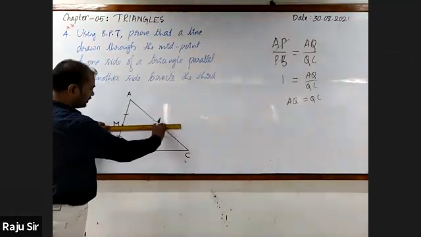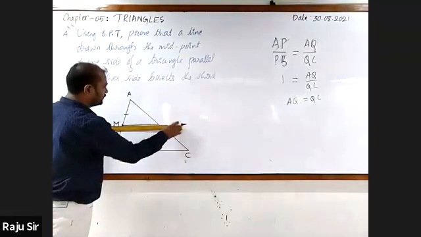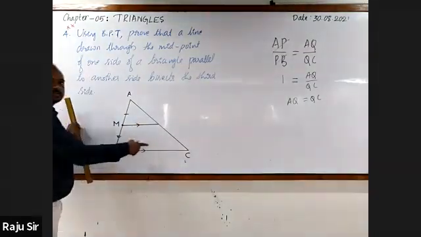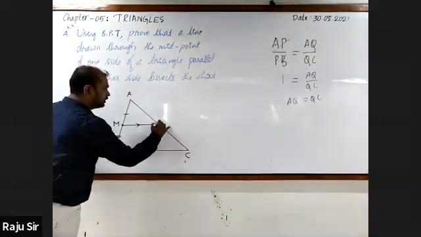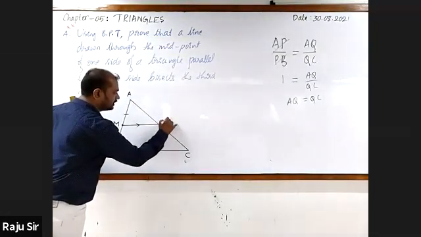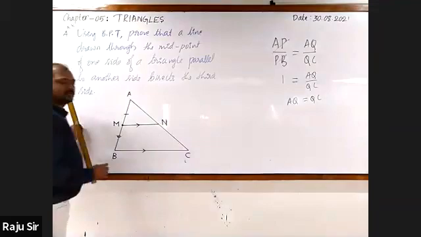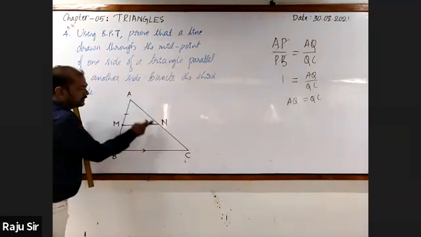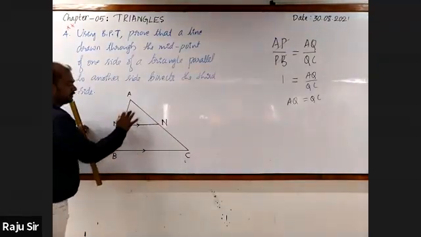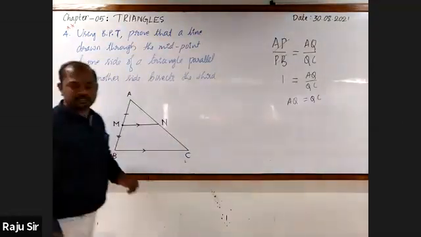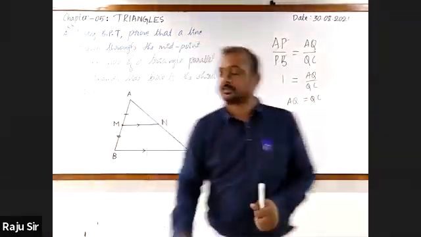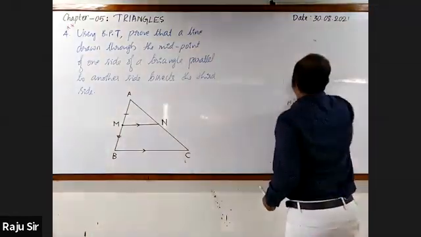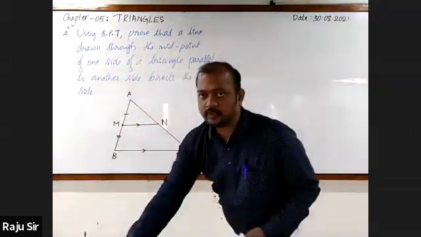Next, let me draw the line from the point M. How should this line be? Parallel to the second side. Then it will intersect AC at a point. I call it N. Now we have to prove that AN equals NC, nothing but MN bisects AC. For this, you have to write the data and to prove.